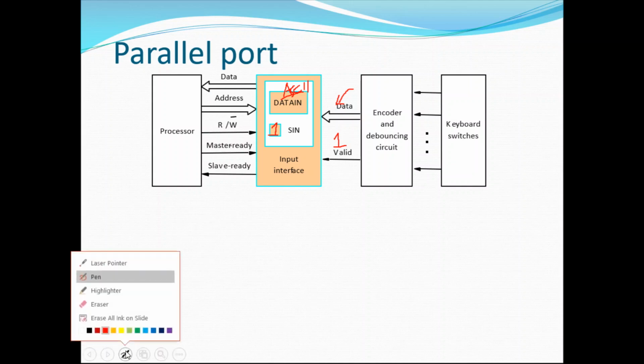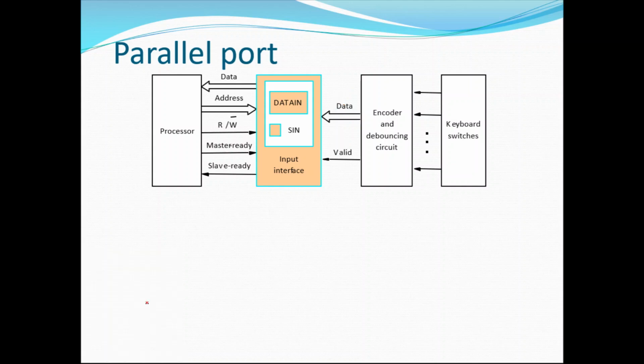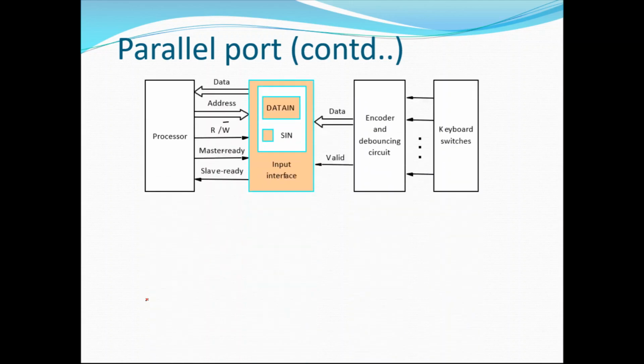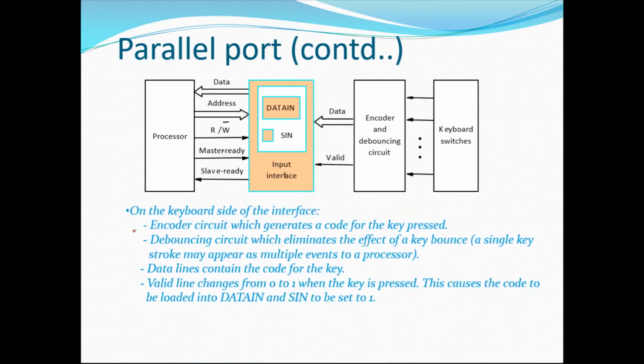So this is how data is read from an IO device using a parallel port. Whatever we have discussed is what is explained here. Here we are assuming that at the processor end we are using an asynchronous bus. You can see here it is not using any clock. It is using master ready and slave ready, the handshaking signals, which is an asynchronous bus.